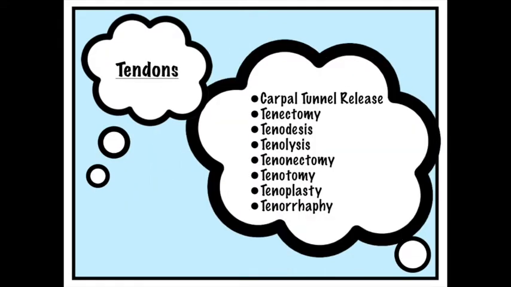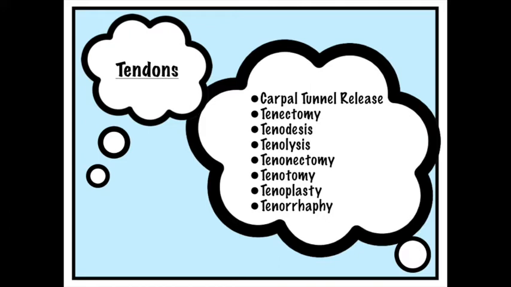Treatments for the tendons include carpal tunnel release, the surgical enlargement of the carpal tunnel or cutting of the carpal ligament to relieve nerve pressure. This treatment is used to relieve the pressure on tendons and nerves in severe cases of carpal tunnel syndrome. A tenectomy is the surgical removal of a lesion from a tendon or tendon sheath. Teno means tendon, and ectomy means surgical removal.